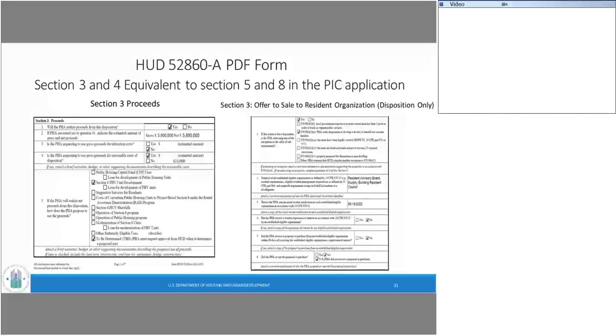Thank you, Kathy. And as we look on our right, it speaks to offer to sell to residents, which is the same as in the PIC application. And here we're just going to make sure that all the boxes are checked, because Victoria will go into more detail about what's required if it's disposition. Next slide.